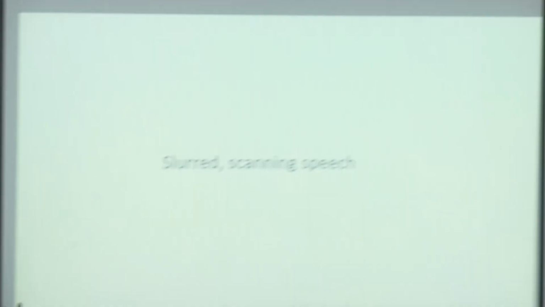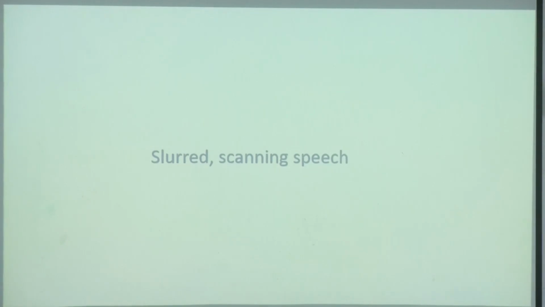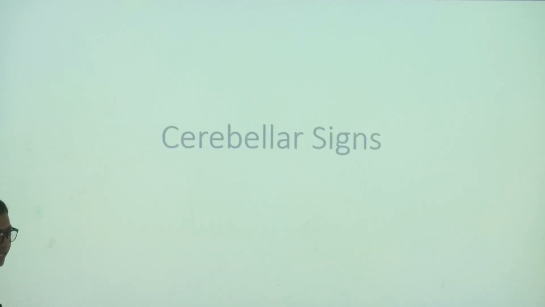Okay. Now slurred and scanning speech. Okay. Kete kete kotha bola, slurred, jodiye jacche, and scanning speech. So these are the features of cerebellar lesion, right? I repeat, cerebellar signs. All of you remember. What is the first point?